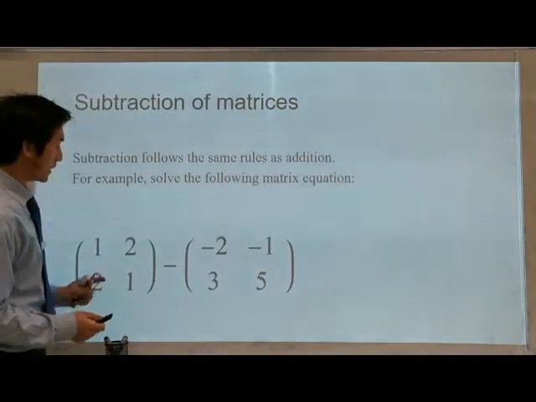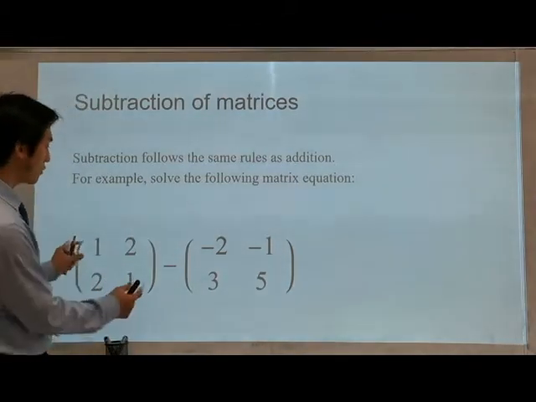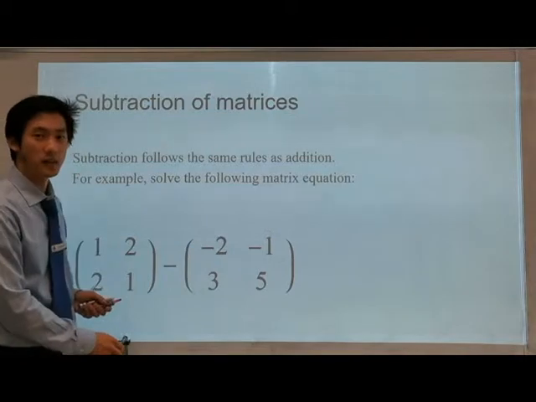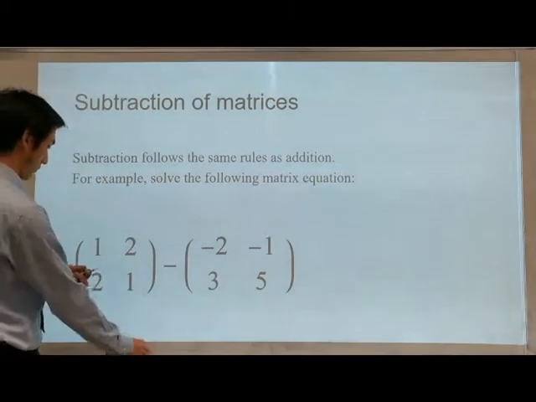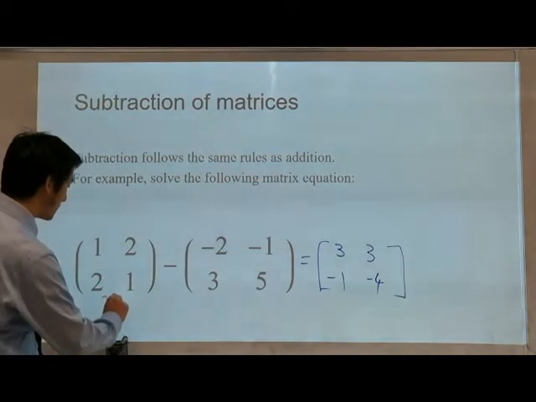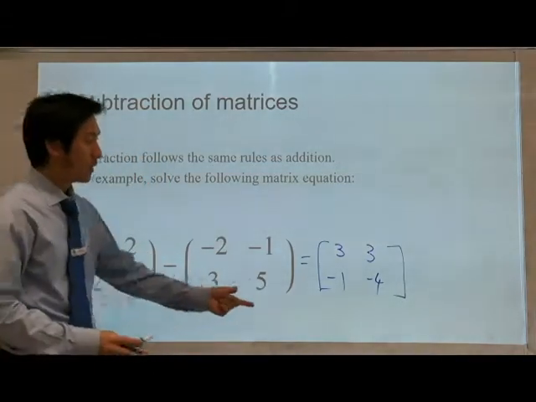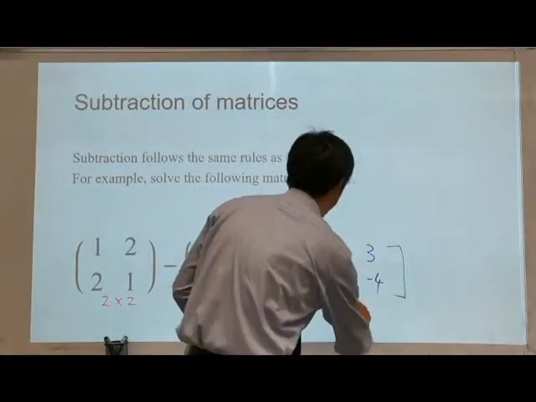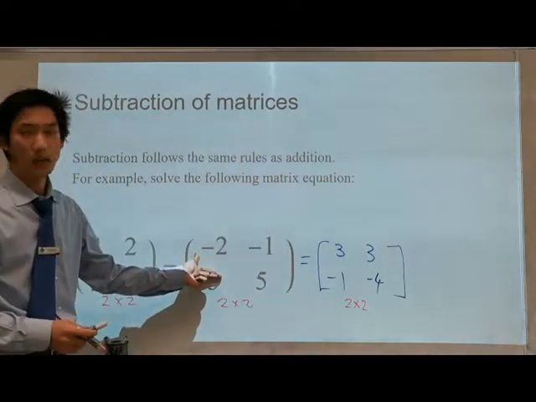What I'd like you to have a go at is to attempt the subtraction. The rules are exactly the same. All you do is find the difference between the elements. Pause the video, have a go, and we'll reveal the answer in a moment. Notice that when we're adding or subtracting matrices, their dimensions must be exactly the same. In addition, the resulting matrix will also have the same dimensions, which means if we have matrices of different dimensions, we can't add them together.